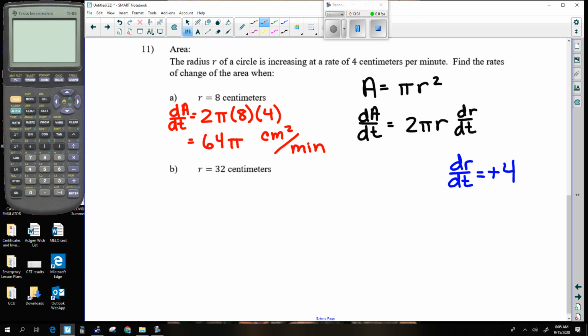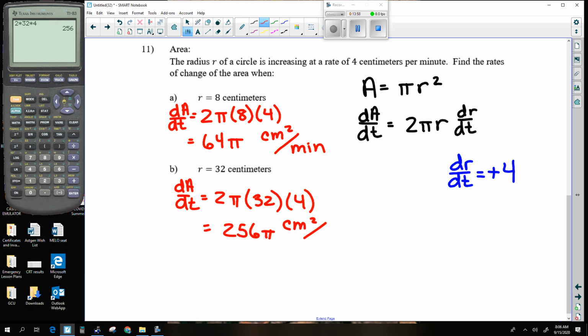All right, part B is the same question. So dA/dt is equal to 2 pi r times dr/dt, which is 4, and I need a calculator on this one. So 2 times 32 times 4 is 256 pi centimeters squared per minute.